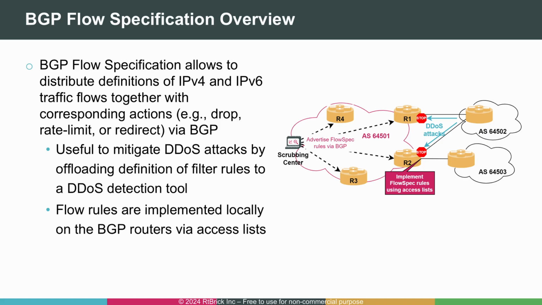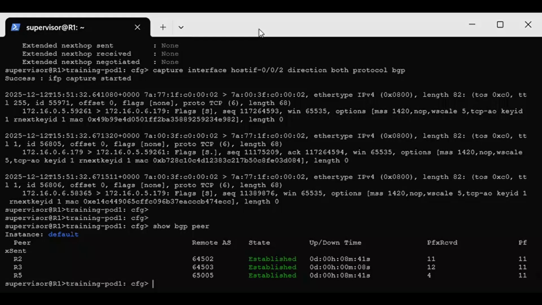The corresponding actions, for instance, drop or rate limit, are encoded in extended community attributes. Once the attack has stopped, the flow rules can easily be withdrawn using MP unreach NLRIs. Configuring BGP Flowspec in RBFS is straightforward.